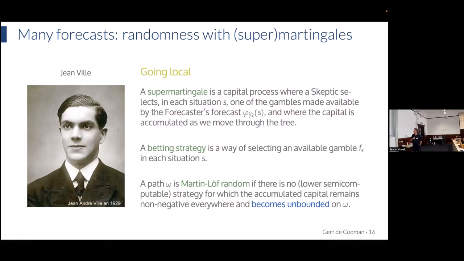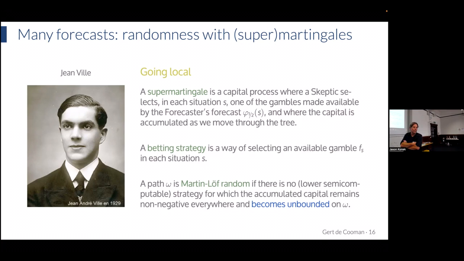And this is the computability condition again. It must be not computable, but what we call lower semi-computable. That means that there is a computer program that can approximate your capital uniformly in every situation, uniformly from below. So there's a computer program that works in every situation, and calculates from below. You can approximate it from there. That is lower semi-computable.